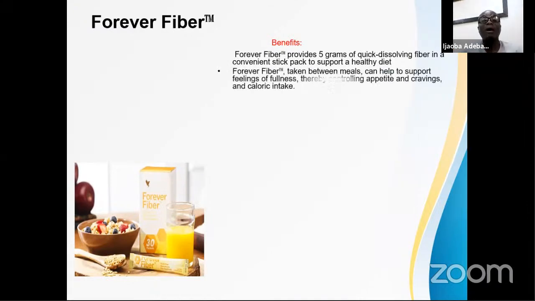All of it is to help your system to function maximally. Forever Fiber taken between meals can help to support the feeling of fullness. So when you take the fiber as your snack, remember you are taking it away from other supplements. It will give you that sense of fullness when you have the craving, thereby controlling appetite, craving and calorie consumption.